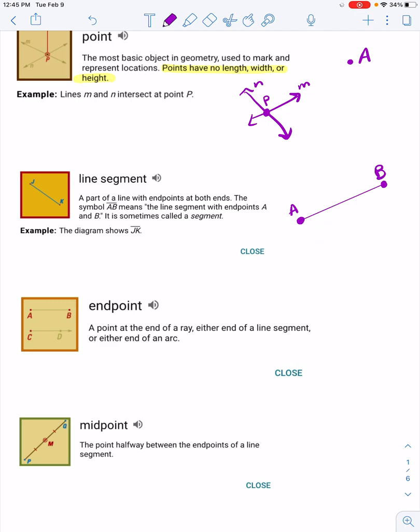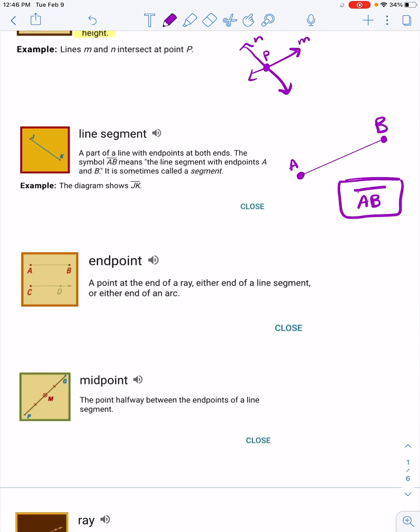I'm going to write that down a little bit further. So this is line segment AB. It just has a bar above the two endpoints. So you have the two letters that are at the end of the segment, and then you have a bar above it. And that's how we show what a line segment is, okay? And that's it.